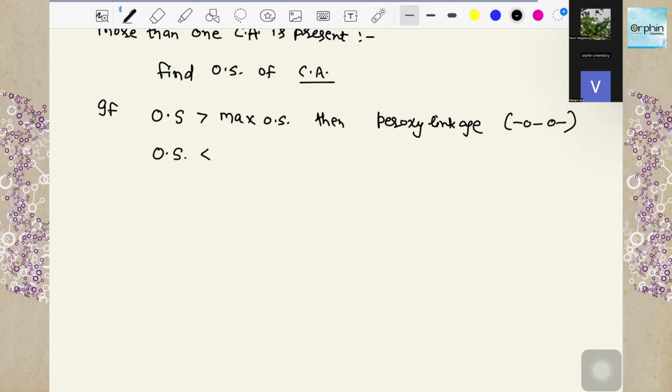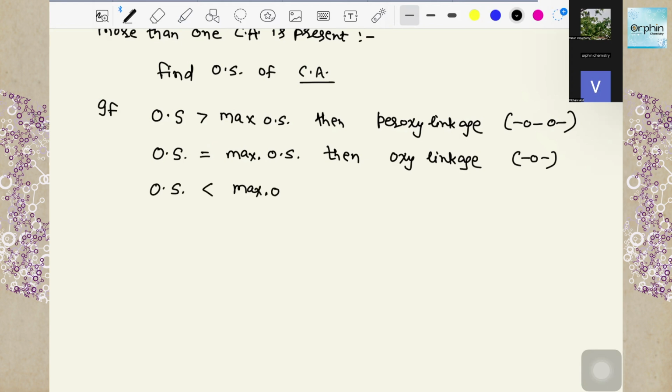If the oxidation state is equal to the maximum oxidation state, then oxy linkage. Oxy linkage means linkage like this. If the oxidation state is less than the maximum oxidation state, then direct linkage.